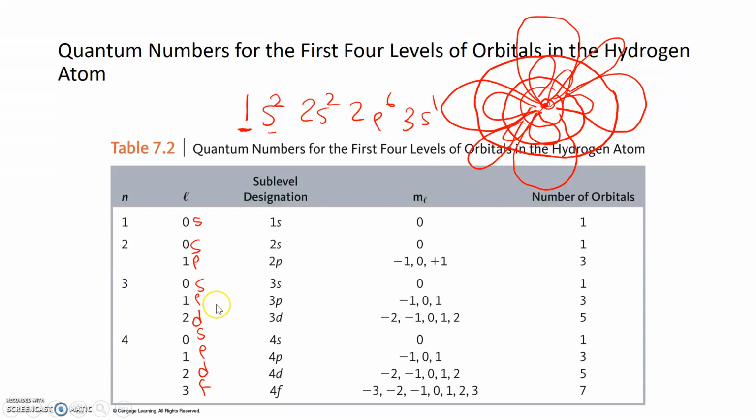So again, my n, my L, which goes from 0 up to n minus 1, so 2 minus 1 is 1, 3 minus 1 is 2, 4 minus 1 is 3, and then my m sub L is going to be equal to my largest L from negative that number all the way to my largest L to positive that number. So for 0, that's just 0, which is why I only have s orbitals for n equals 1. For n equals 2, that gives me negative 1, 0, positive 1. So now I've introduced the p orbitals and so on.